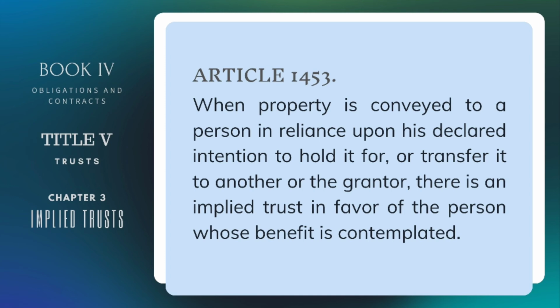Article 1453. When property is conveyed to a person in reliance upon his declared intention to hold it for, or transfer it to, another or the grantor, there is an implied trust in favor of the person whose benefit is contemplated.